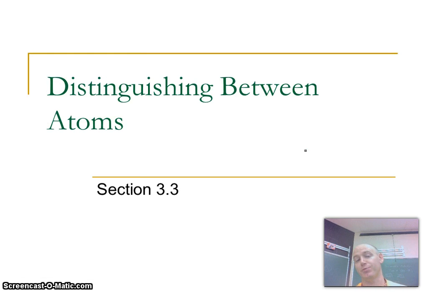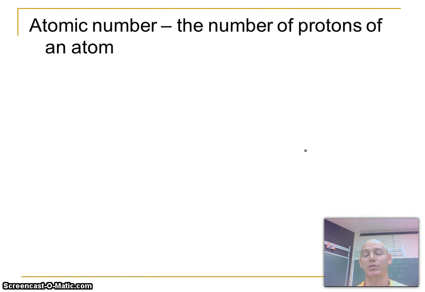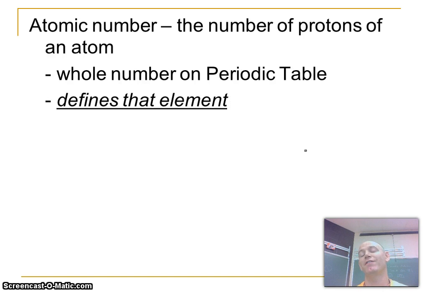So section 3, we're going to do this in quite a few different parts. This is kind of the big section. Section 3 is going to get into how to tell the difference between different atoms, and we're going to establish some terms to start off with. The first term is the atomic number. The atomic number is the whole number that we find on the periodic table. It's the number of protons in an atom, and it is the defining characteristic of that element.